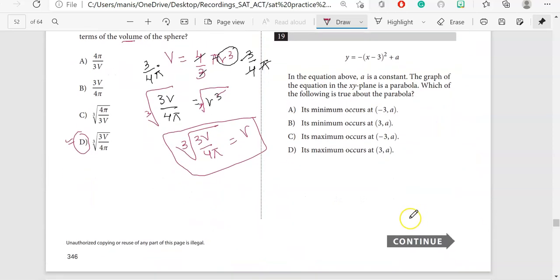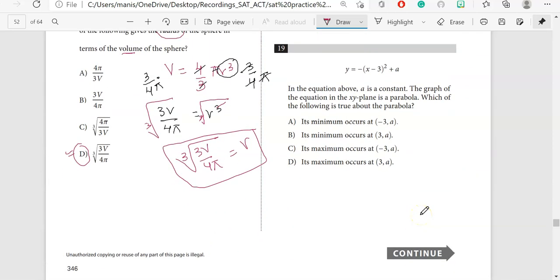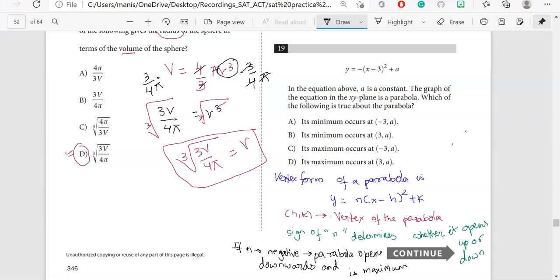Do keep in mind, use the strategy pause and play. First of all, pause the question, try to do it on your own, and then watch the video to find your answer. For question number 19, we will need some information. That's why I wrote some information for you.